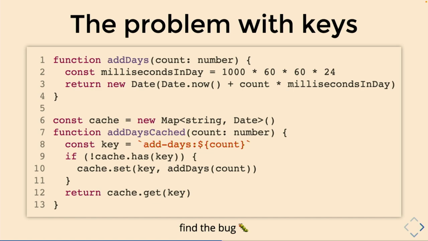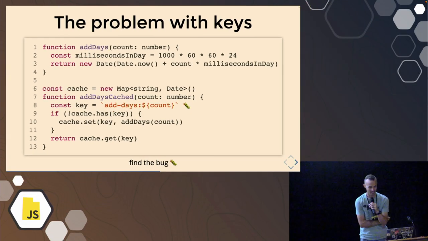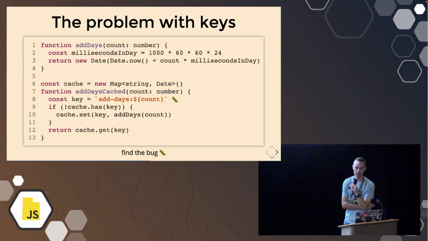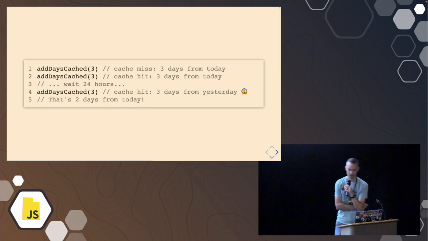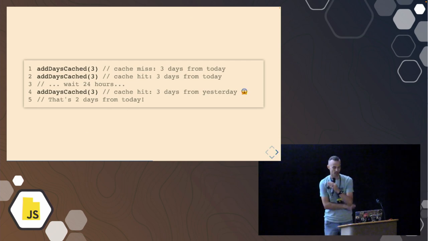You can't cache the current date. Oh my gosh! The bug right here is the key. The key is not including all of the dependencies or the inputs for our utility here. So let's say we add days cache 3, we're going to get 3 days from today. We call it again, and that's a cache hit. We'll get 3 days from today again.